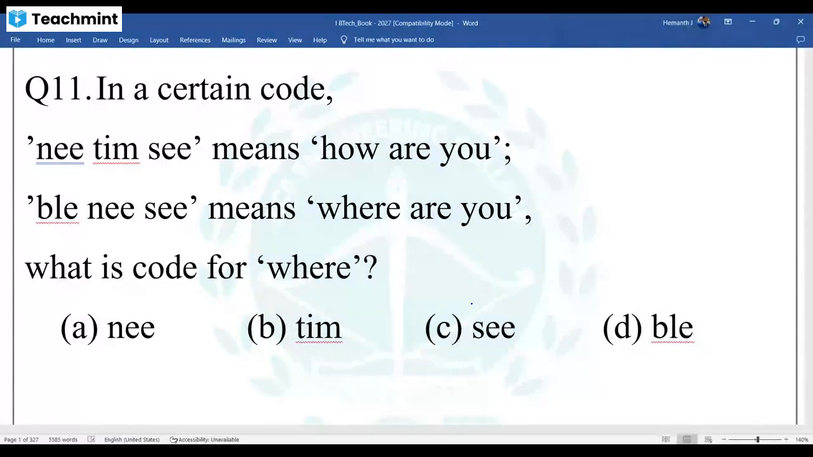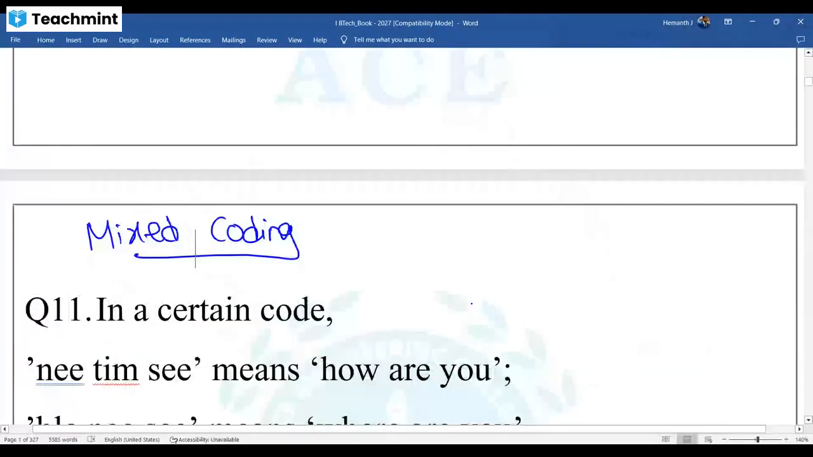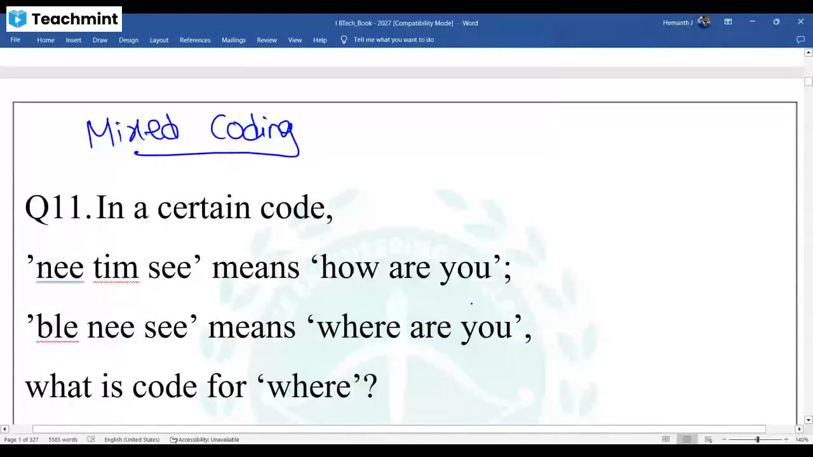So here in mixed coding, I think you already know that in the introduction we clearly differentiated the different types of models. Now they're asking for the code for the word "where". An important thing: a lot of people may take the question as matching the first word with the first word, but don't map like that. See, in English, "How are you?" has the same meaning in our local language as "nu ela unnavu".